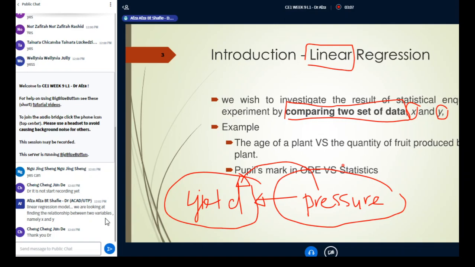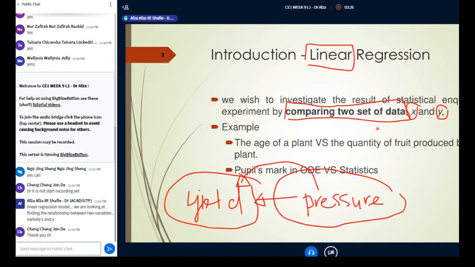Another one is the relationship between pupils' marks in the ODE and statistics. Whether there is any relationship or not. So this is what linear regression is all about.